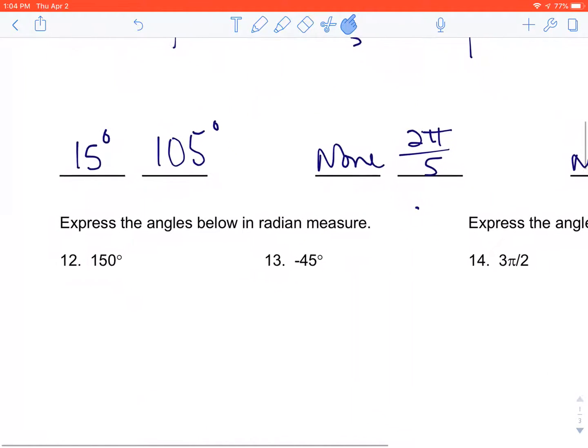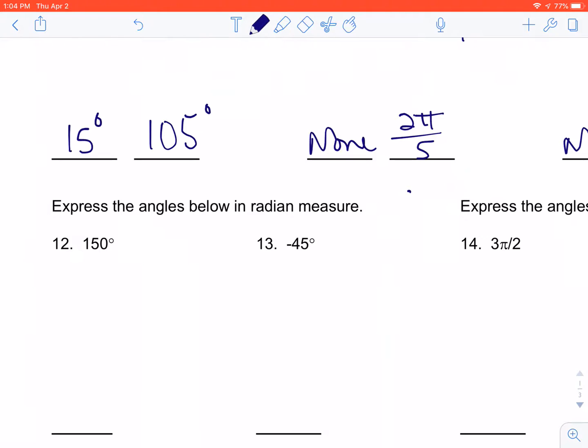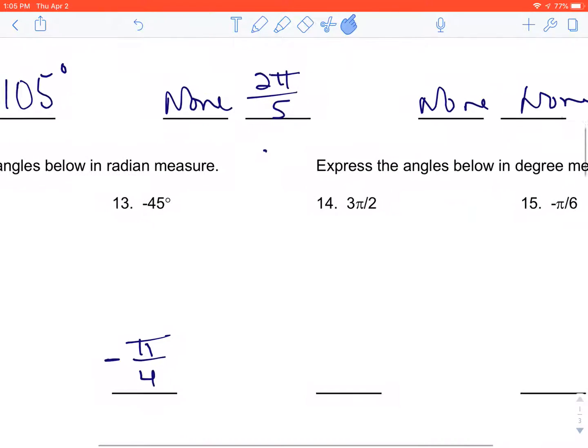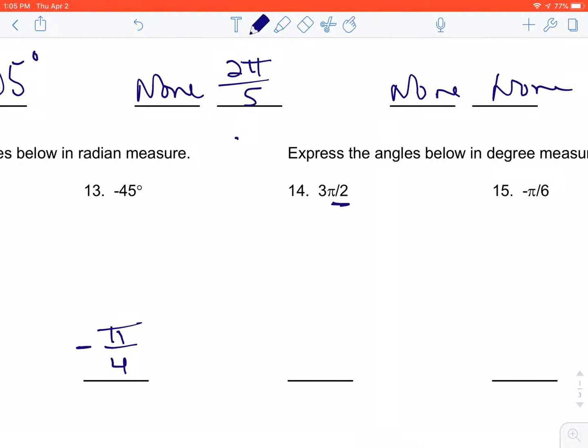The bottom ones were ones you didn't need any work for. 150 degrees, 30 degrees is the family it belongs to. There are 5 30s in 150, so 5 pi over 6. 45 degrees is pi over 4, and it's negative. 3 pi over 2 means 3 90s, or 270 degrees. Negative pi over 6 means negative 180 over 6, or negative 30 degrees.